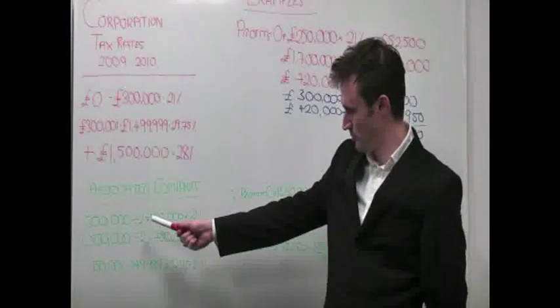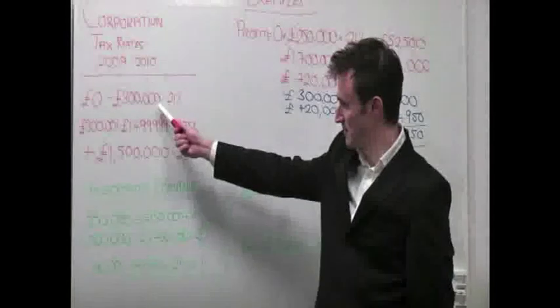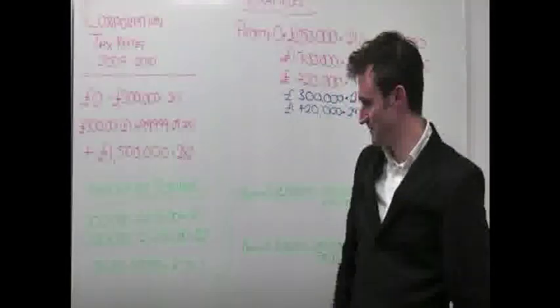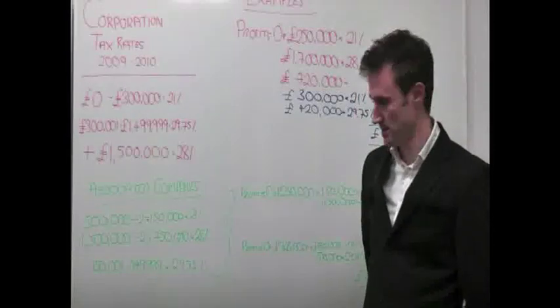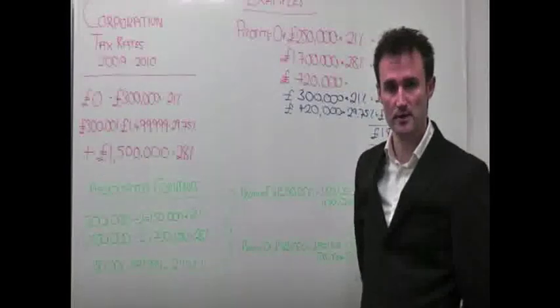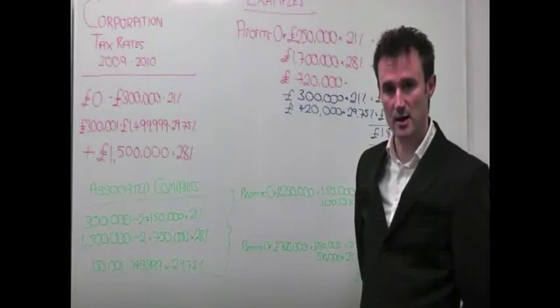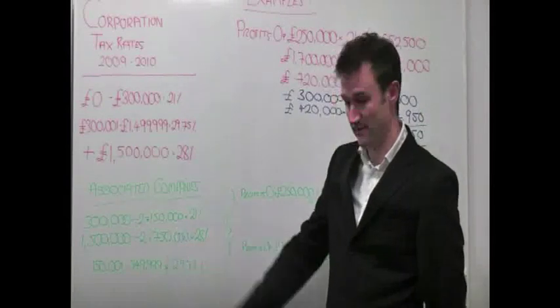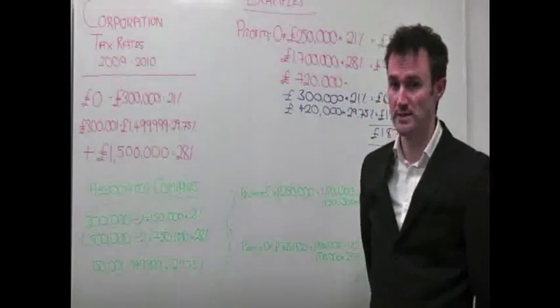In this particular example, as there are two, we have simply divided 300,000 by 2, meaning the first band, £150,000, would be taxed at 21%. Any profits previously above 1.5 million would be taxed at 28%. As there are now two associated companies, it would mean that any profits above £750,000 would be taxed straight away at 28%.